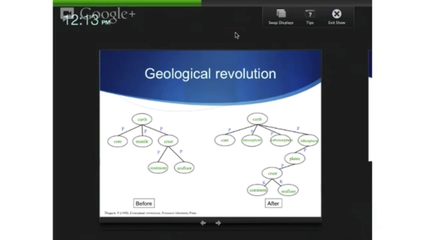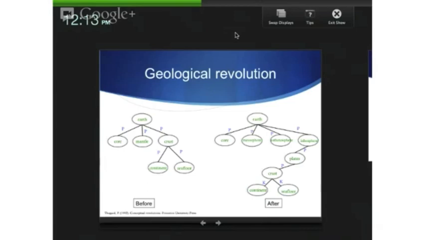This is an example from the geological revolution, which was a result of the discovery of continental drift. The two diagrams here show part of the conceptual hierarchy or ontology of geoscience. And if we look closely, we can see some specific differences. After the discovery, there were some new concepts that came forward, like mesosphere and others. Another important change is the reorganization of the conceptual hierarchy.